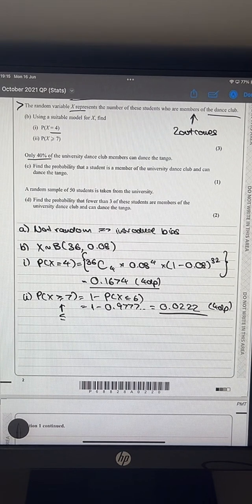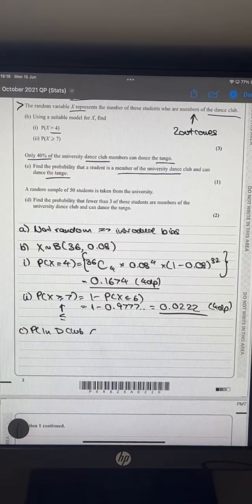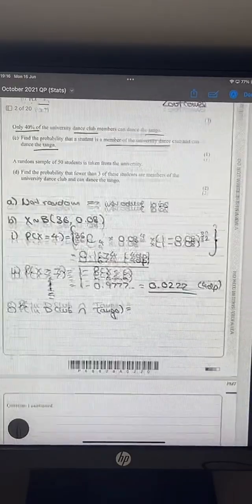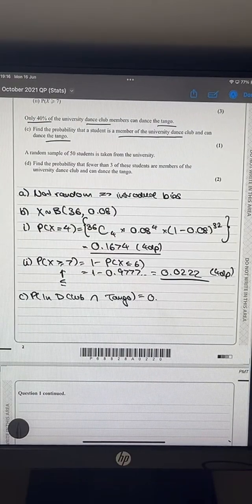Only 40% of the university dance club can dance the tango. Find the probability that a student is a member of the university dance club and can dance the tango. The probability of being in the dance club and dancing the tango, you're just multiplying those two probabilities. What's the chance they're in the dance club? 0.08. And what's the chance they can dance the tango in the club? 0.4. And you get 0.032 for 1 mark.